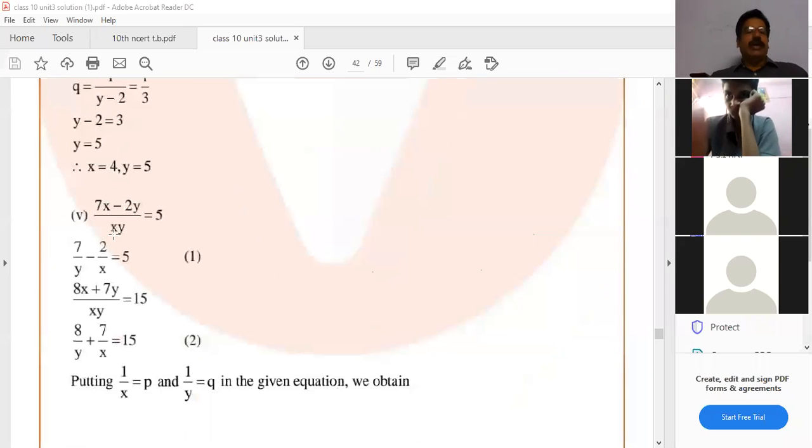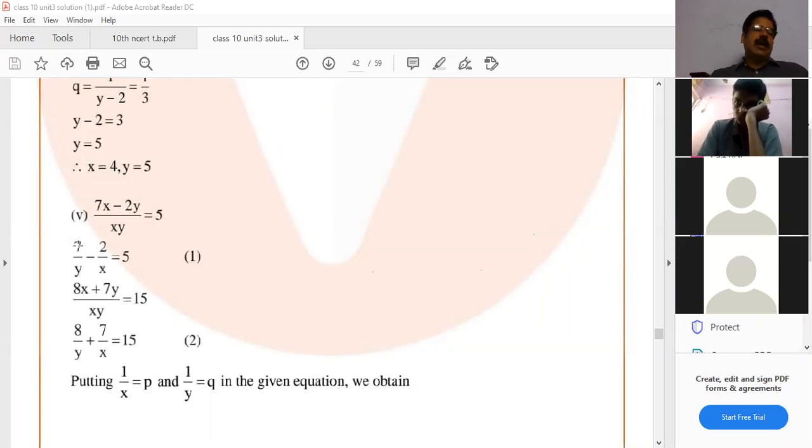Now, the fifth one is somewhat different. 7x minus 2y by xy equal to 5. That means we have to multiply with xy, or we have to separate. You have to first transpose this one, otherwise you have to split the equation. Means 7x by xy minus 2y by xy, equal to 5.